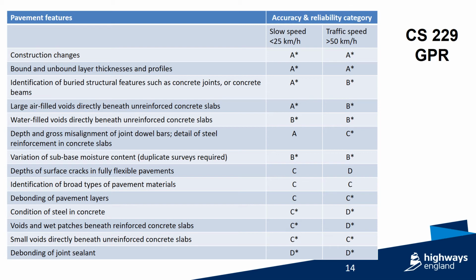Items marked with an asterisk are where the use of 3-dimensional GPR techniques will improve the quality of the data or improve the productivity and/or coverage. However, the use of 3D GPR does not change the category of the survey. More information on the use of GPR can be found within Appendix C of the CS229 standard.